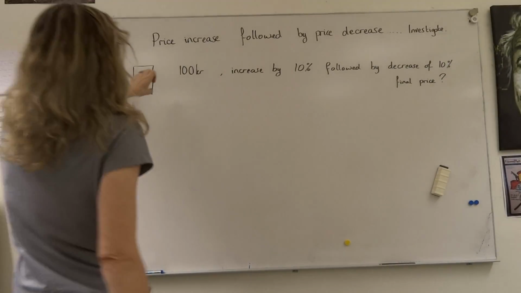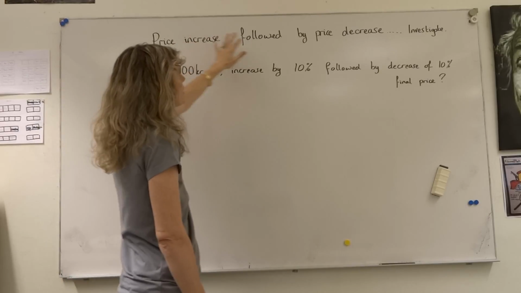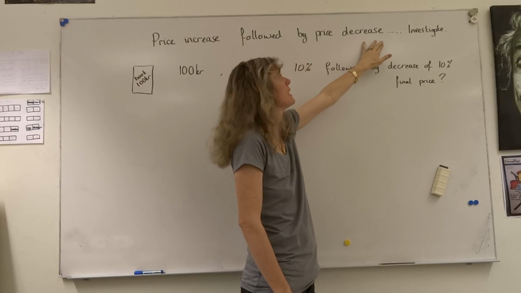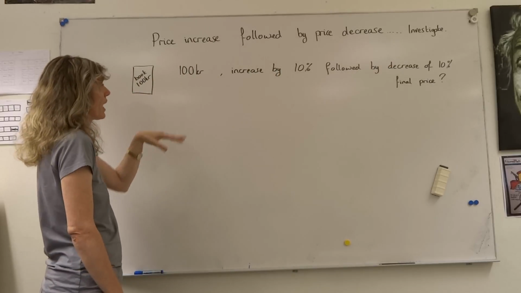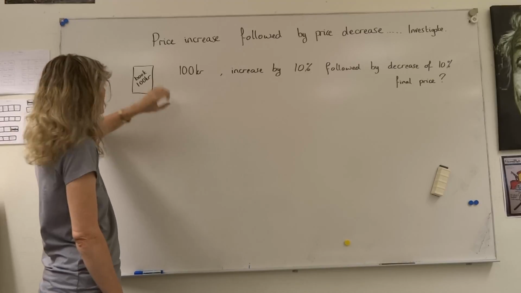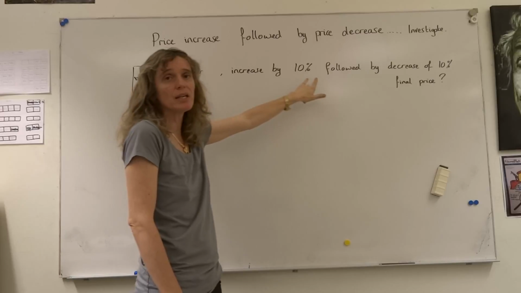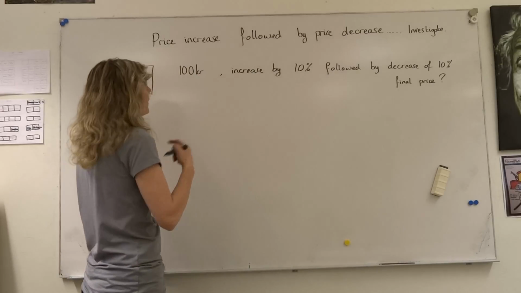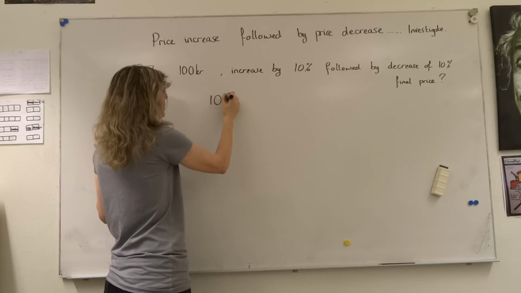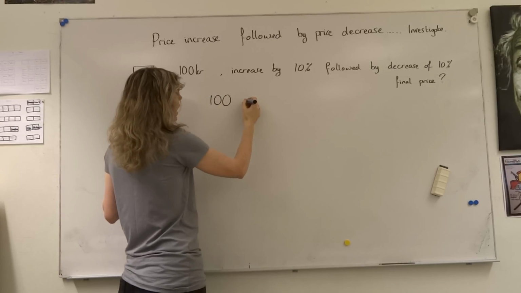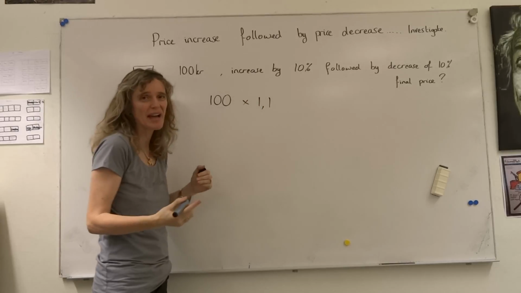Okay, another thing about percentages that comes up quite often is what happens with a price increase followed by a price decrease, and investigate. The easiest way to investigate this is if you actually take a real number. So let's say that we've got a book and it's going to cost 100 kronas, and we're going to increase that price by 10%. So if we're going to increase the price by 10%, we need 100 kronas multiplied by 1.1. This is the factor change.